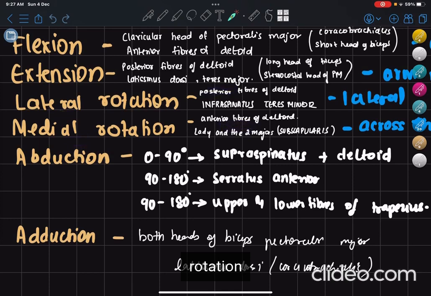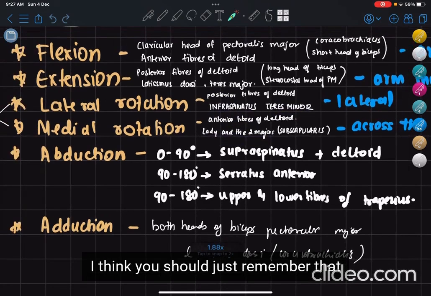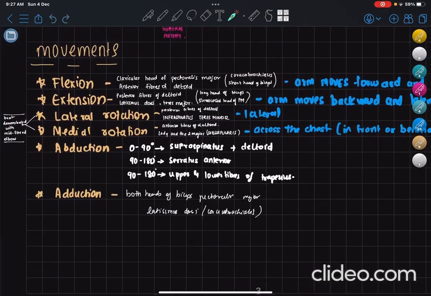Lateral rotation is also caused by infraspinatus and teres minor. Medial rotation is done by the lady and the two majors. That means latissimus dorsi, teres major and pectoralis major. I think you should just remember that because I have no way of explaining that currently.